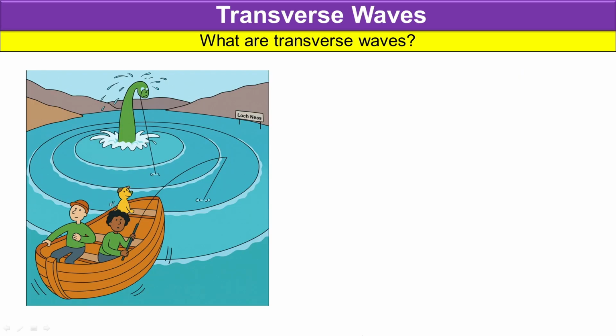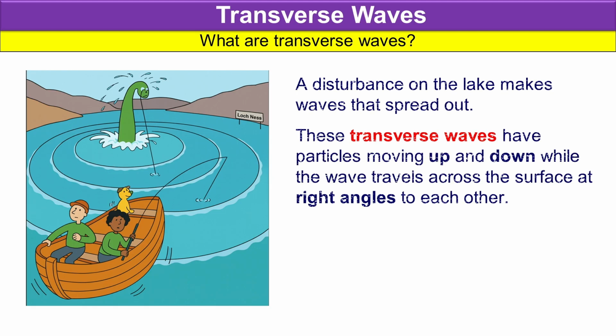There's two types of waves that you need to know about. Firstly, is transverse waves. If we take a look at this picture here, we have a disturbance on the lake that makes the waves spread out. This is a type of transverse wave, a water ripple, and the particles move up and down while the wave travels across the surface at right angles to each other.